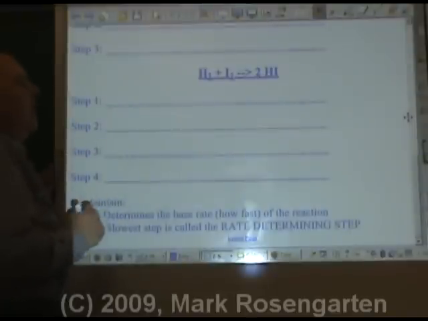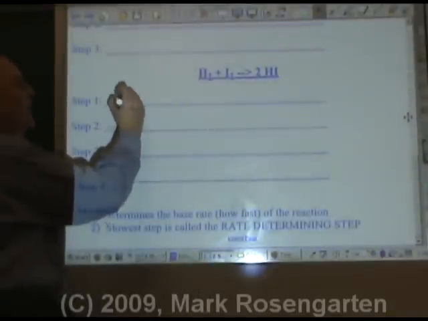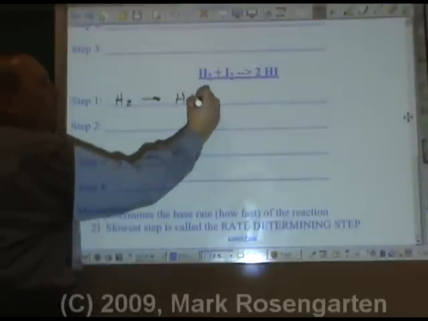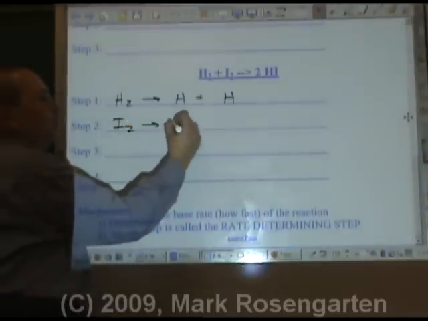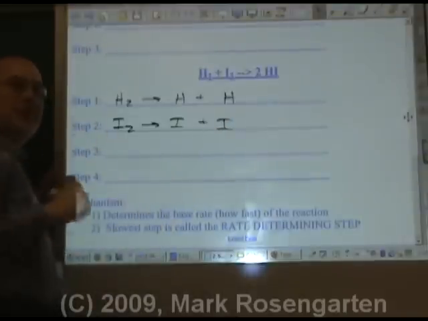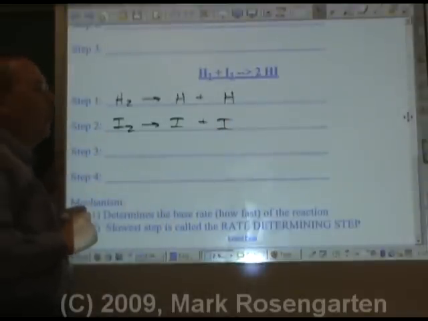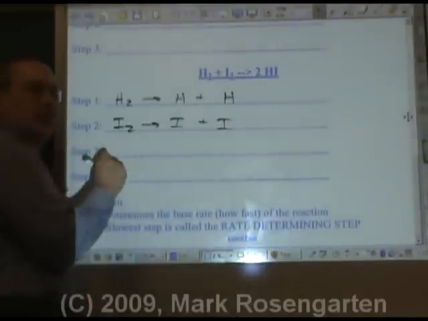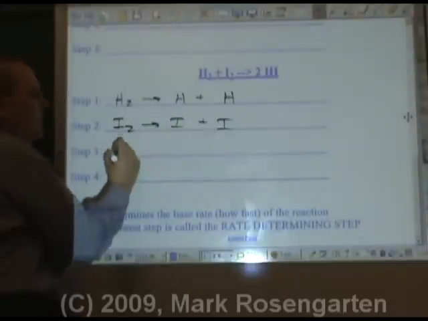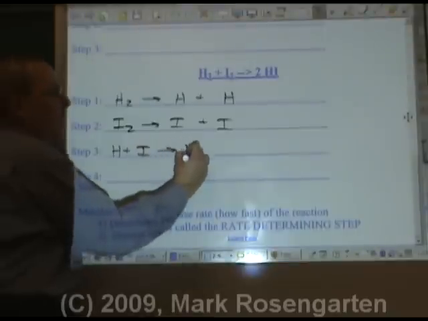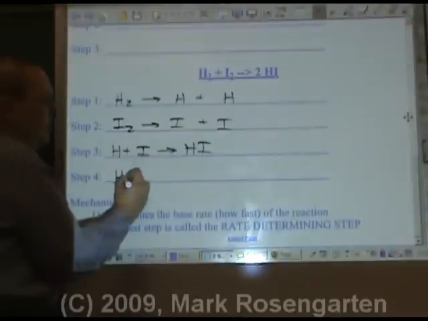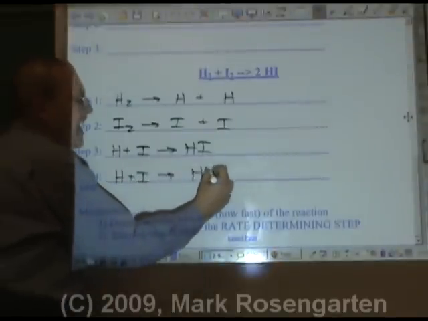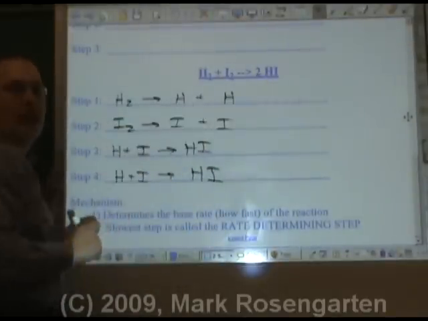In this reaction, we have to break the bonds before we can do anything else. So the first step is the H2's bonds have to break to form H plus H. The I2's bonds have got to break to form I plus I. So that's the first step. Old bonds break. When old bonds break, new bonds can form. This H and this I come together to form HI. Then this H and that I can come together to form the second of the two HIs.